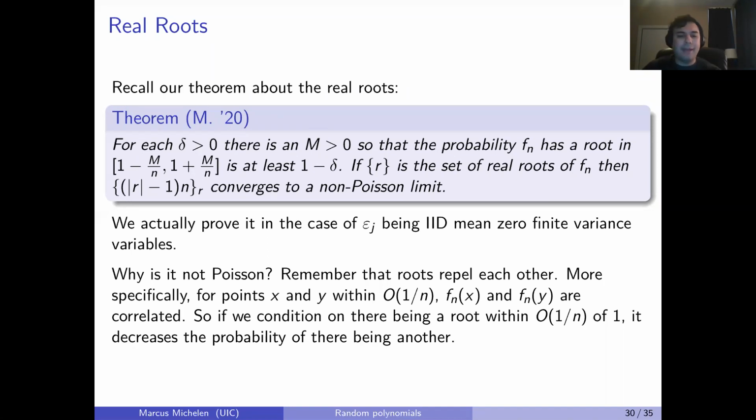So if I condition on there being a root within 1 over n of 1, it should bump down the probability that there's another one nearby. And now the only way to have real roots near the unit circle is to have a real root near 1 or a real root near -1. There isn't other room to play with here. So that means that once I know I have a root near 1 and a root near -1, we should not expect Poisson-like behavior, where having another one is independent of this behavior.